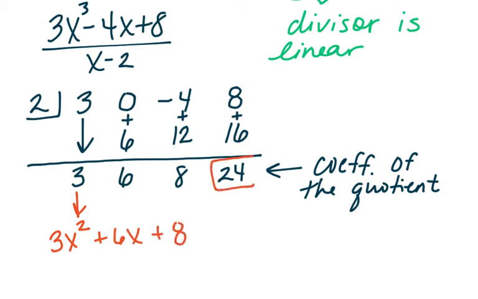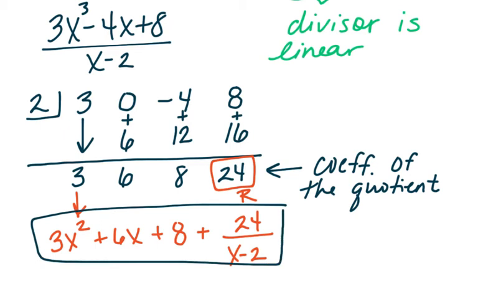The 24, the very last number here, doesn't turn out to be really a coefficient, but rather it's our remainder. So we have 3x squared plus 6x plus 8, and then we write it as plus our remainder, which is 24, divided by our divisor, x minus 2. So my answer would be 3x squared plus 6x plus 8 plus 24 divided by x minus 2.